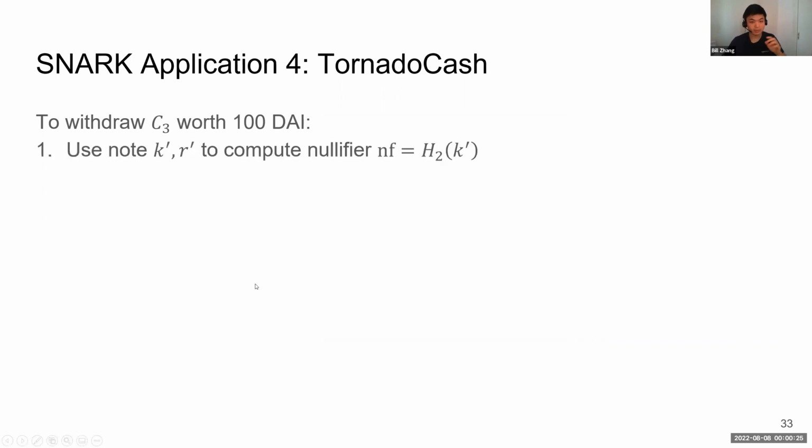First, they're going to use the note that was built for coin 3, so that K prime and R prime that were used to generate coin 3, and they're going to compute a nullifier, which is a new hash function, H2, of the first part of the randomness, the K prime. So just like in the Zcash example, where we used rho to generate our nullifier, we're using K prime here to generate the nullifier for that first coin.